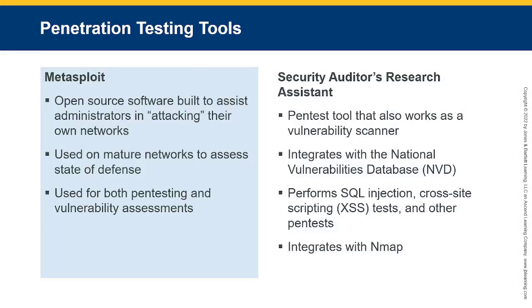Now, you also have some penetration testing tools. One of the most common ones is Metasploit. It's open source software built to assist admins in attacking their own networks. It's used on major networks to assess their defenses. It's used for both pen testing and vulnerability assessments. You also have Security Auditor's Research Assistant, SARA. It's a pen test tool that also works as a vulnerability scanner. It integrates with the National Vulnerability Database, NVD. It performs SQL injection, process scripting, tests, and other pen tests, and it integrates Nmap.